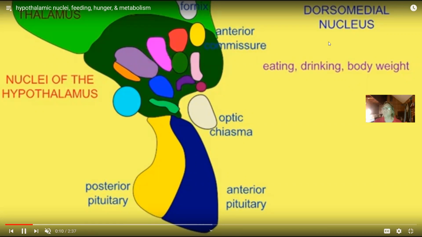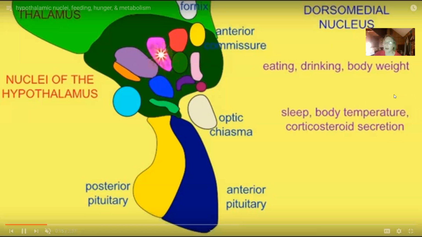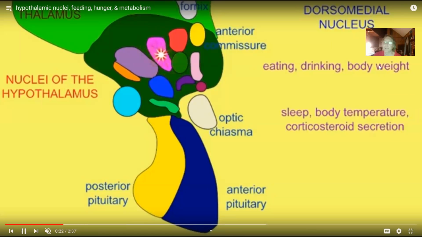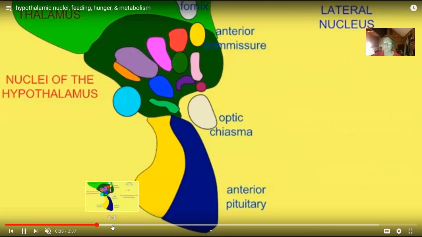So there are a number of nuclei of the hypothalamus which are involved in metabolism, whether we're hungry or thirsty, and thus are involved in weight gain. Now, this can then be more complex. So for example, some are involved in, say, stress and corticosteroid secretion, but corticosteroid secretion affects weight gain. So when we're under chronic stress, weight gain can be associated with that.